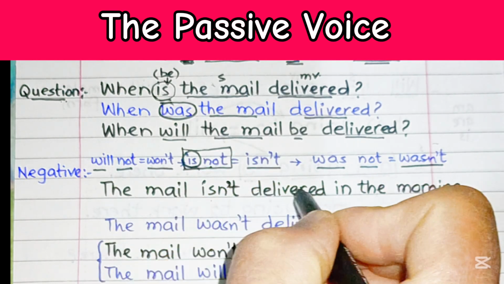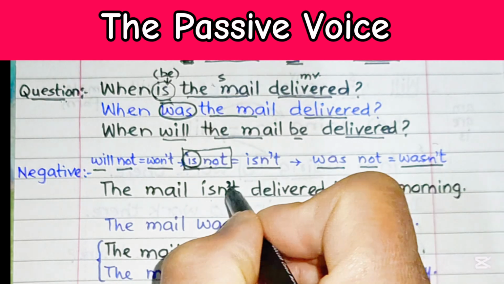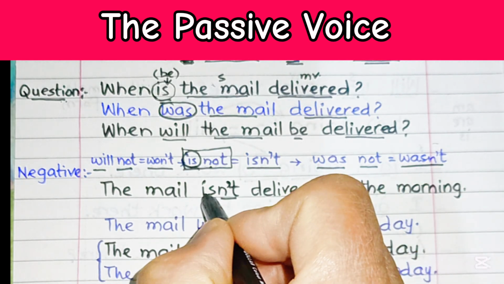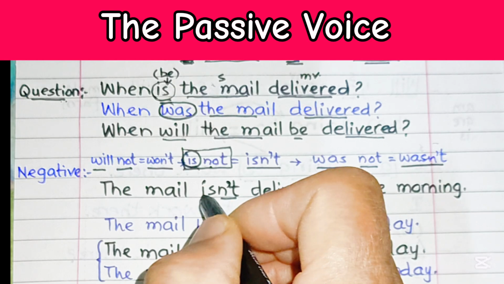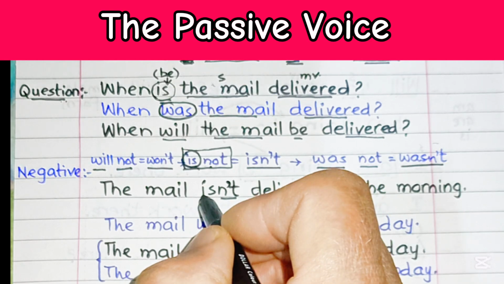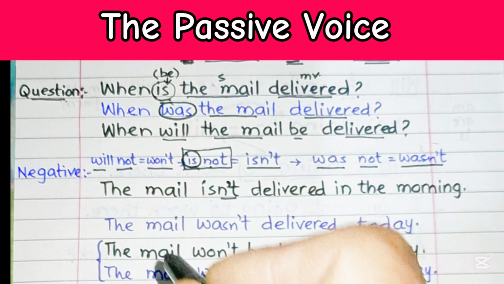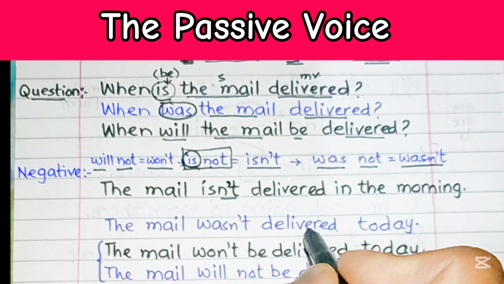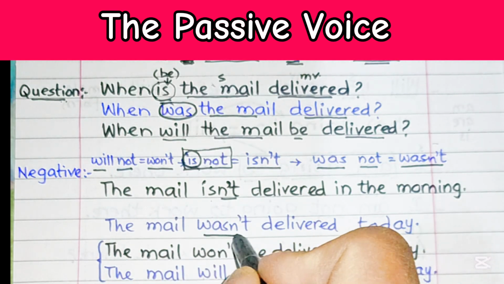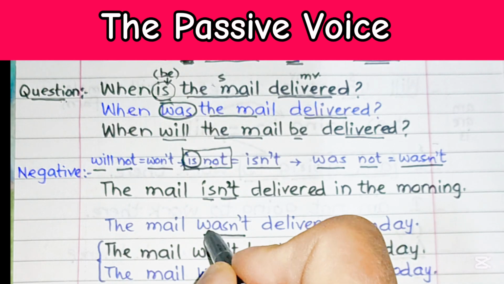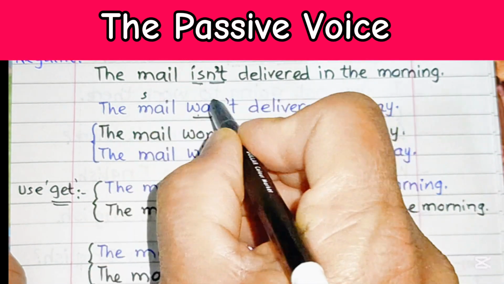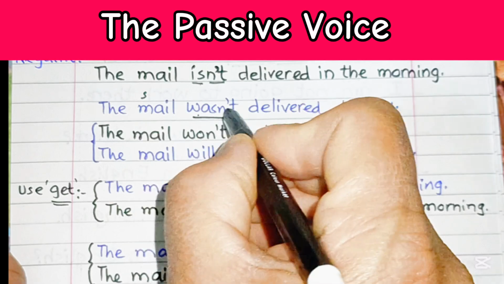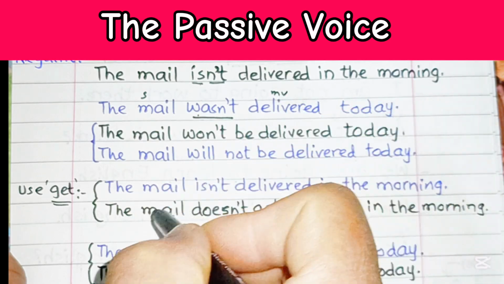The mail isn't delivered in the morning. Add not just after the verb be while making it negative. The mail wasn't delivered today. So over here, from present to past, the mail wasn't delivered today. This is the subject, and then wasn't, was not, and then this is the main verb.